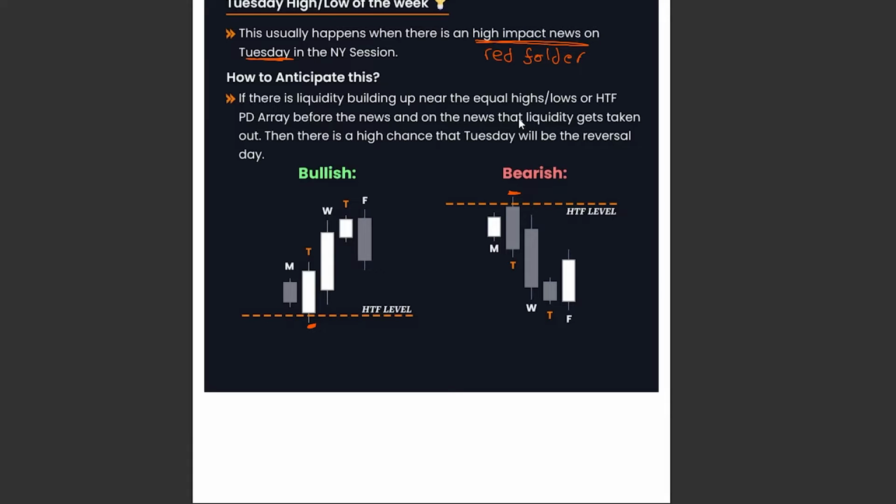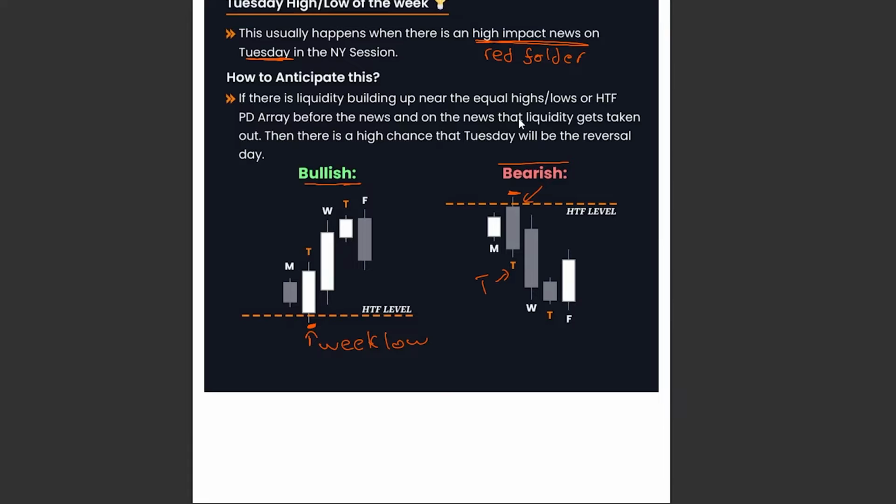First we will be looking at the schematic and then we will be moving on to real chart examples. If you are looking to trade this profile in a bullish manner, then wait for the higher time frame level to be taken out on Tuesday, and this becomes the week low, that is the current week's low, and then we can rally. Okay, and if you are looking to trade this profile in a bearish manner, look for a higher time frame level to be taken on Tuesday, that is T.